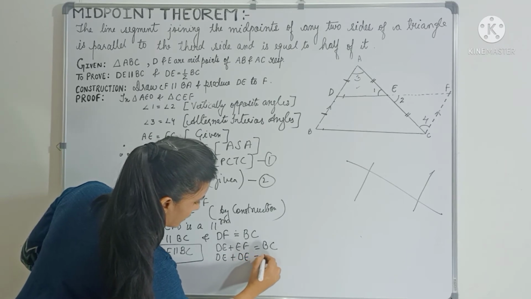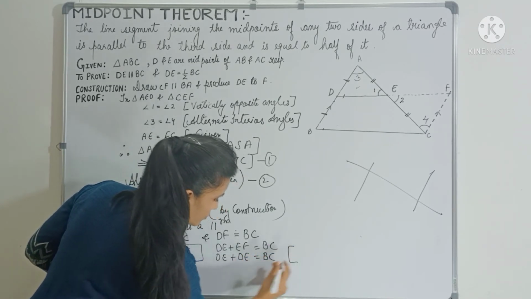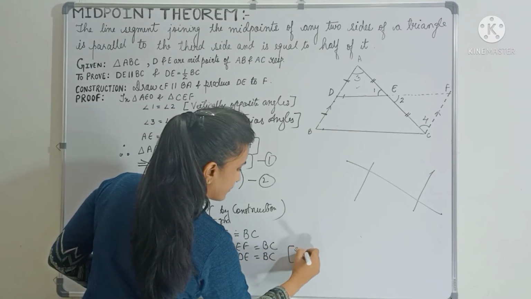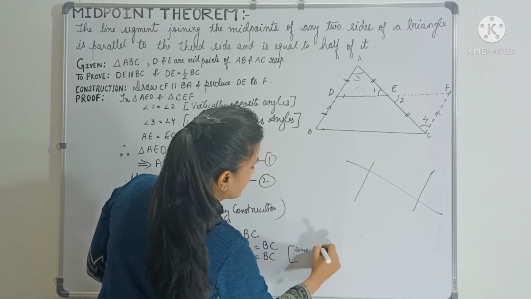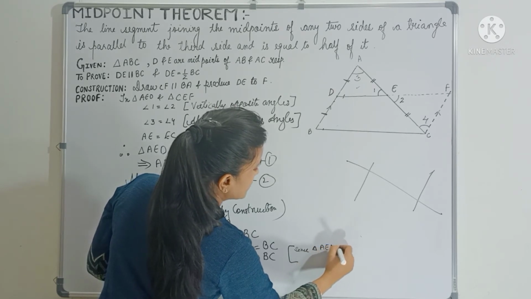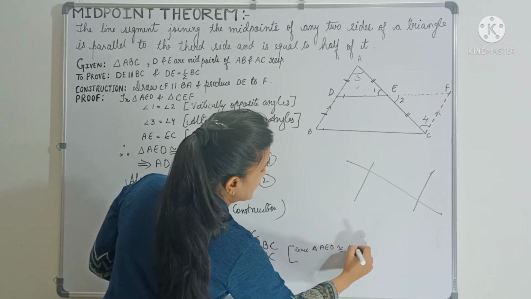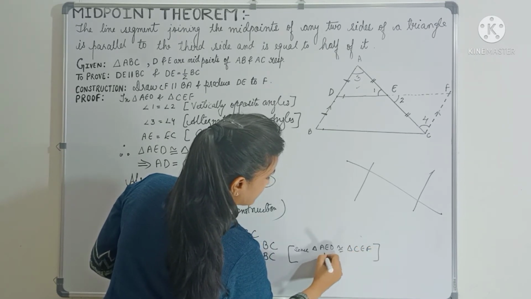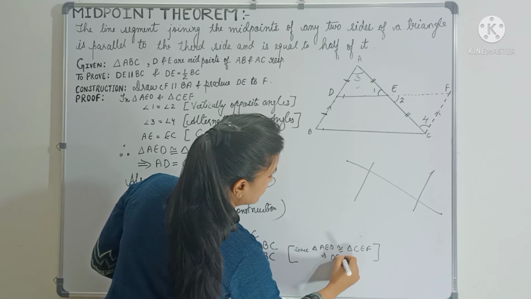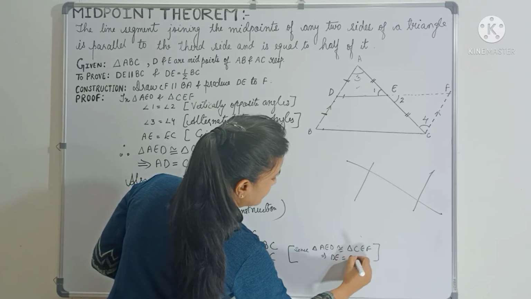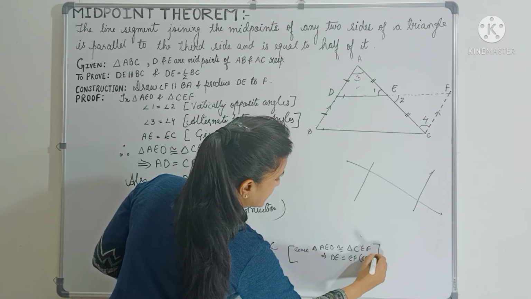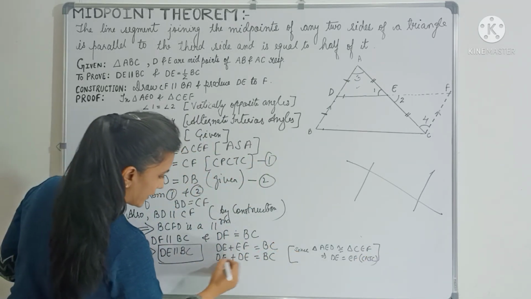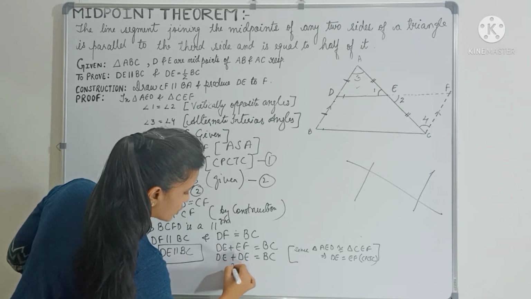Right? Now, you have to write down the reason also, like why you are replacing, right? So you can write down, since triangle AED is congruent to triangle CEF, this implies DE will be equal to EF by CPCTC, right? So you have to give this reason. Now, can I write DE plus DE as 2DE?